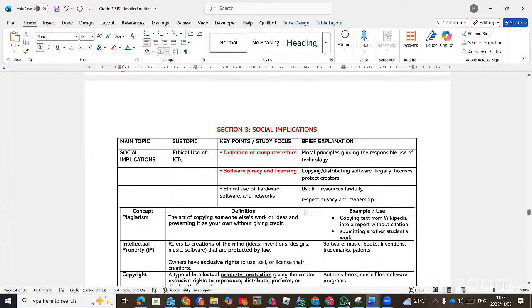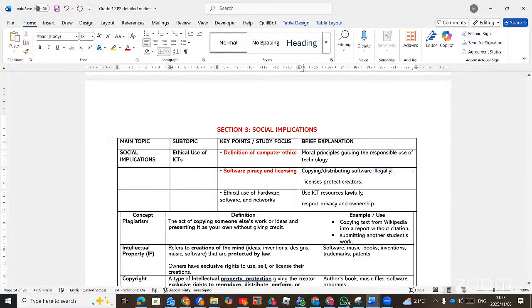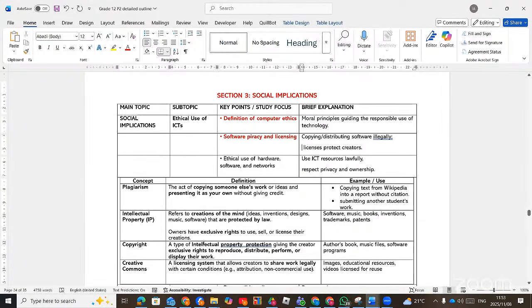You must look out for computer ethics, the moral principles guiding the responsible use of computers: what you should do and what you should not do regarding the use of computers. Software piracy: copying and distributing software illegally, and then the license that protects those people. Ethical use of hardware: use ICT resources usefully when you're using hardware computers. Ethical use, respecting people's privacy and others. Now, these are the concepts.